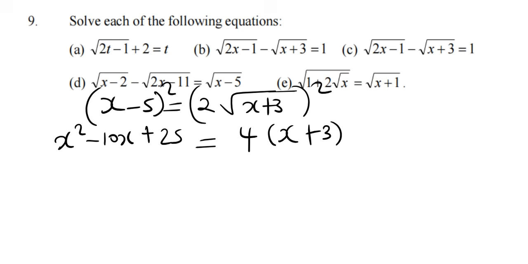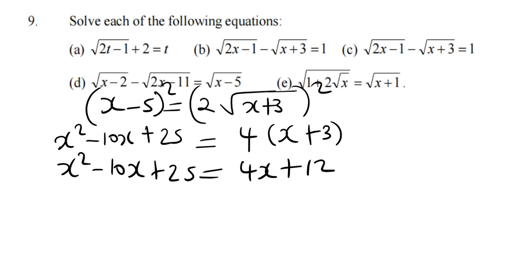Then now you solve whatever you have. So of course I'm going to have x squared minus 10x plus 25 is equal to 4x plus 12. Then you put your like terms together. So I'm going to take the 4x to the other side, it's going to be a minus 4. A minus 4 and a negative 10 give me a negative 14x. Then here I've got a 25, here I've got a 12. If I bring the 12 to the other side, it's going to be negative 12. So it's going to be 25 minus 12, that is 13. This will be equal to 0.